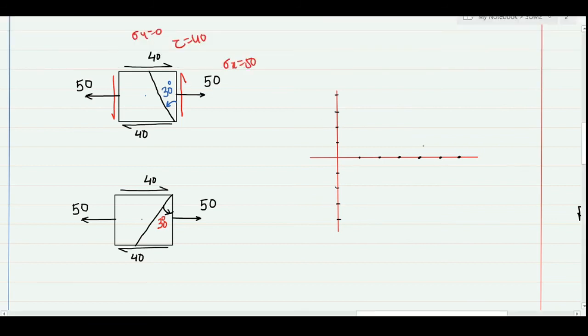Sigma x is 50: 10, 20, 30, 40, 50. So let's say this is my 50 or sigma x. Similarly, sigma y is 0, so it will become my sigma y. Now what about the shear? For the top surface, which corresponds to sigma y, it is of clockwise sense. So I will make a vertical line 10, 20, 30, 40, and this will represent one point. For the vertical face, which corresponds to sigma x, the shear is of counterclockwise sense.